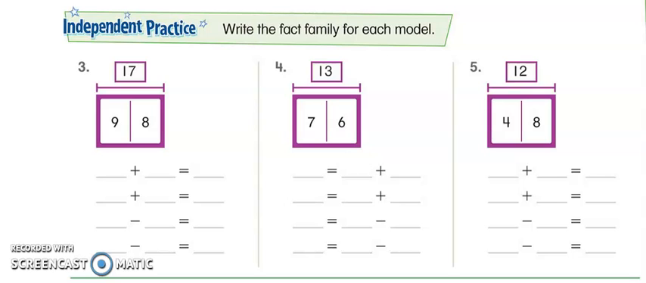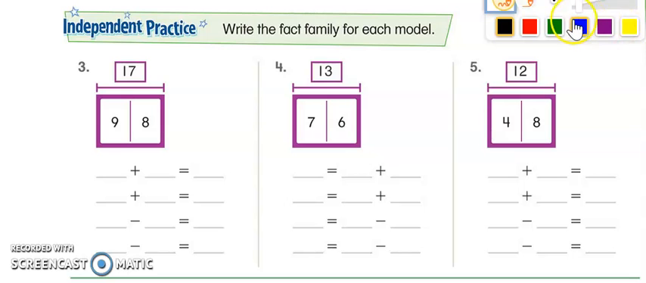Hello everyone, we've come to one of my favorite lessons, which is the fact families. And this is going to help you throughout when you are adding or subtracting so that you can solve addition or subtraction problems.